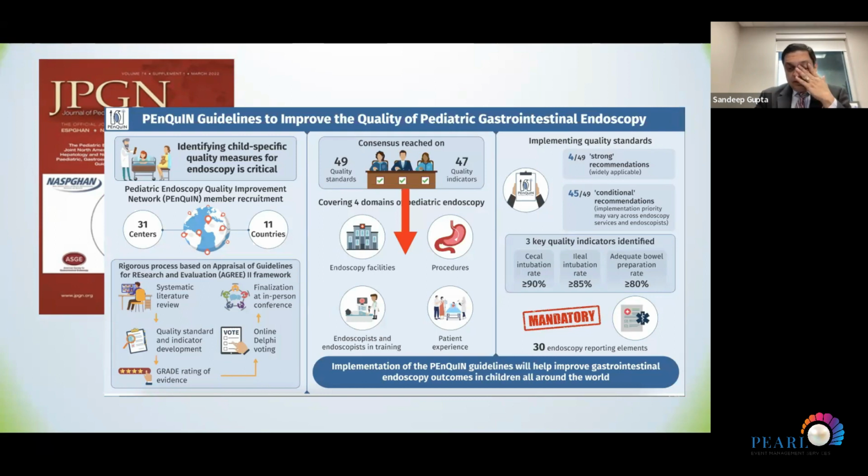Based on their data, they suggest that there are 30 elements that should be a mandatory part of an endoscopy report. And to move the field forward, they suggest 3 key quality indicators that we can start off with, including cecal intubation rate, ileal intubation rate, and adequate bowel preparation. So these are some of the key quality indicators one could start using to help move the field of pediatric endoscopy forward.